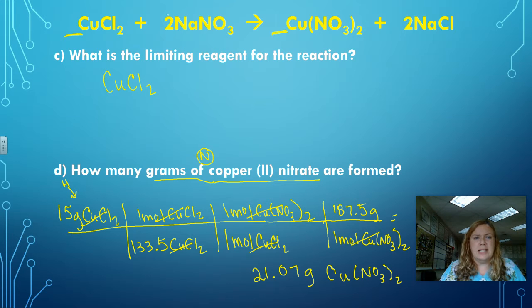Sodium nitrate is my excess reagent. So I'm going to have leftover of this. This is my limiting here. So this copper 2 chloride is going to limit the amount of copper 2 nitrate and sodium chloride produced, and it's going to limit this to only produce 21.07 grams.